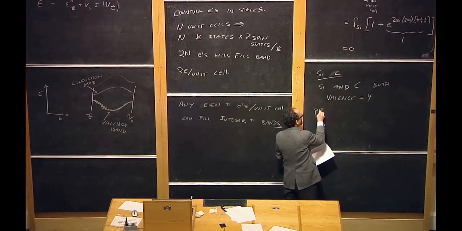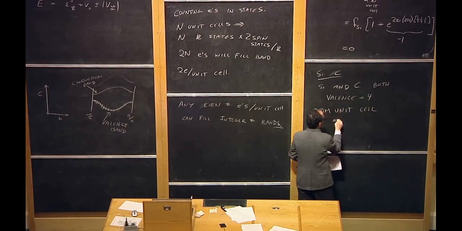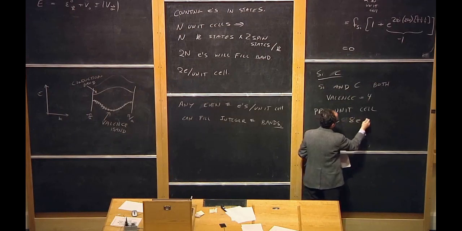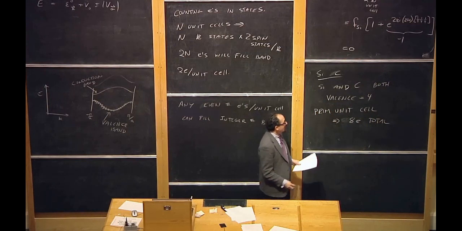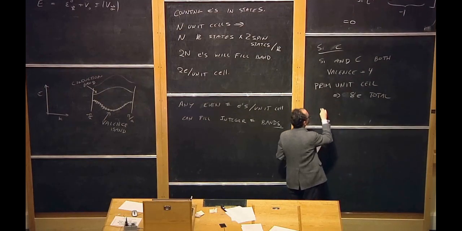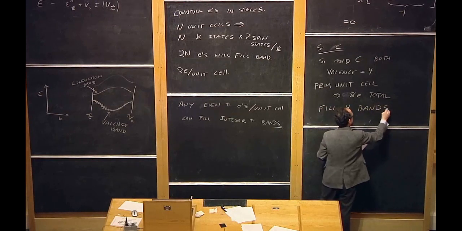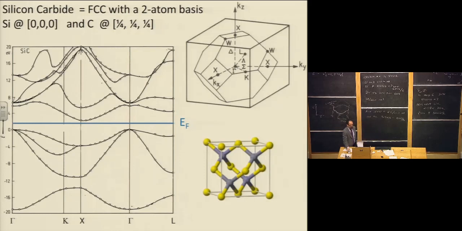So the primitive unit cell in this picture has 8 electrons total: 1 silicon atom and 1 carbon atom, each carrying 4 electrons. So we should fill 4 bands. I think I asked the same question about diamond about a week ago or more. And in fact, if you count the number of bands below the Fermi energy, there are 4 of them: 1, 2, 3, 4, and they're all filled.